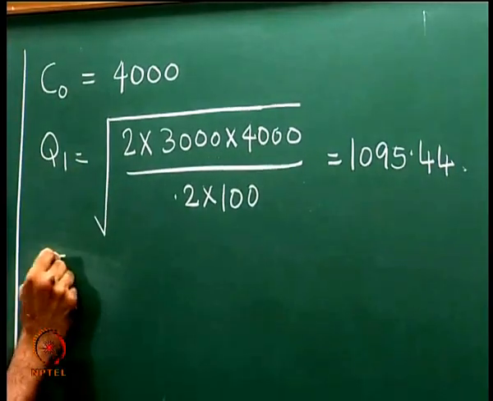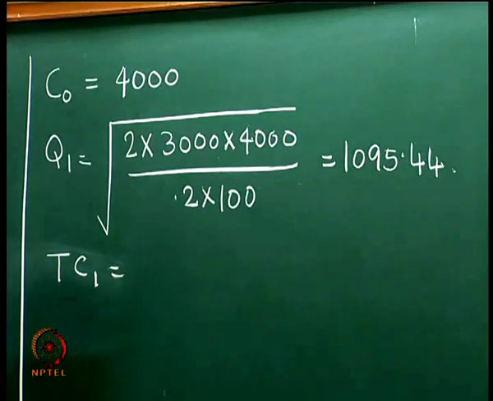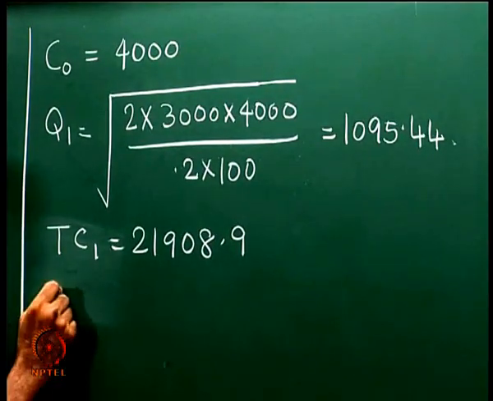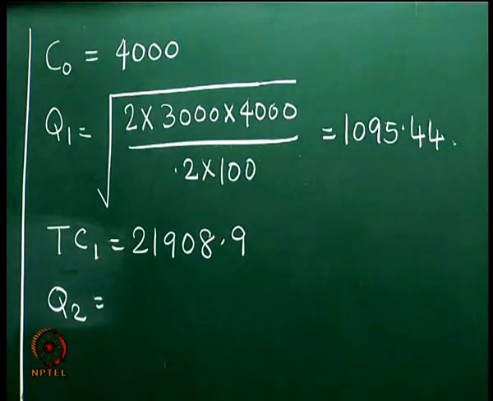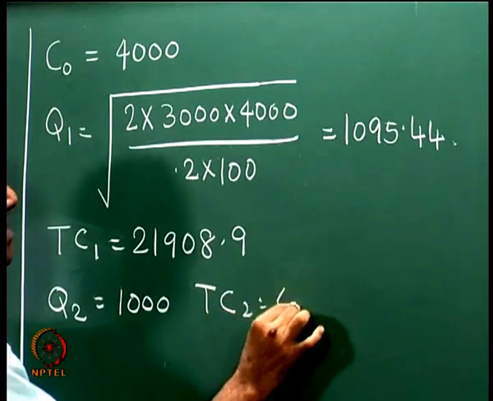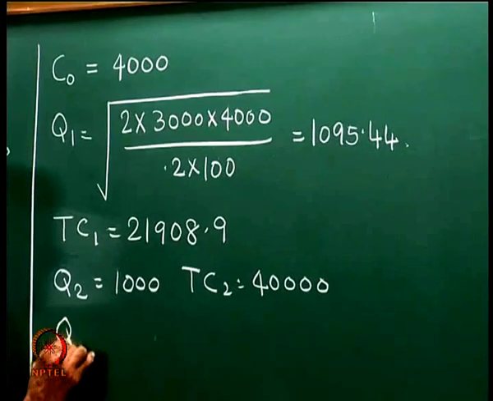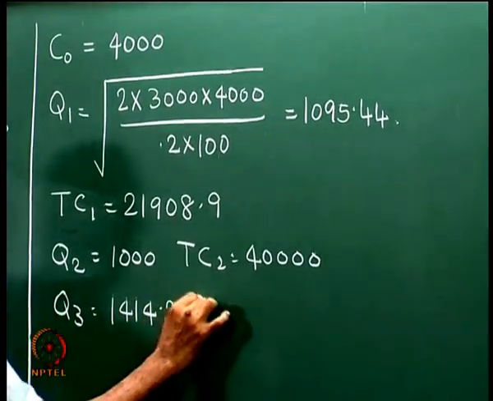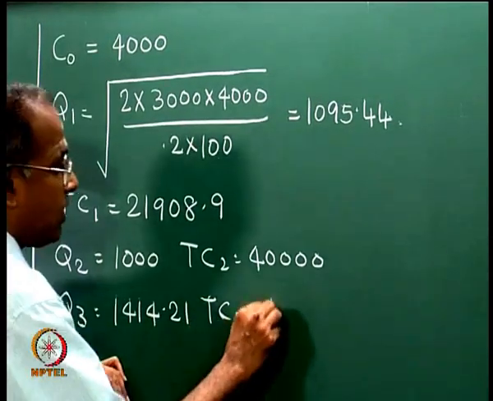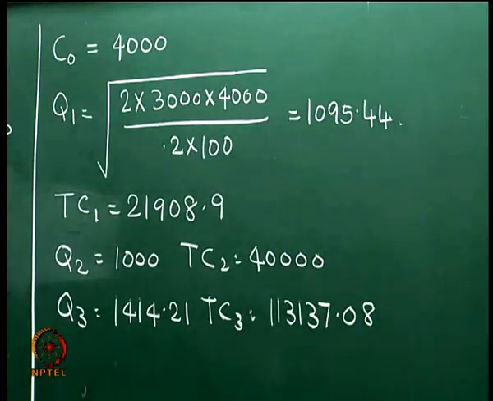And the total cost TC1, which is the sum of order cost and carrying cost for this item, is 21908.9. In a similar manner, if we calculate Q2 and TC2, we find that Q2 turns out to be 1000 and TC2 turns out to be 40,000. Q3 is 1414.21 and TC3 is 113137.08.